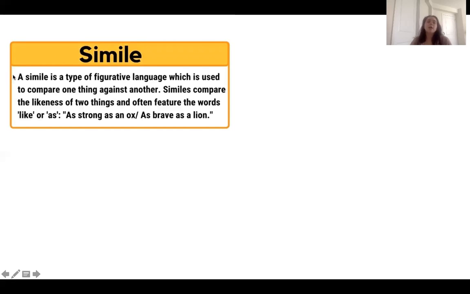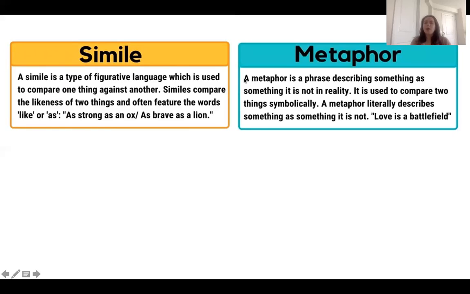First one is simile. A simile is a type of figurative language which is used to compare one thing to another. Similes compare the likeness of 2 things, often feature the words like or as: strong as an ox, brave as an ox. So a simile is a comparison between 2 things using the words like or as. Next we have metaphor. A metaphor is a phrase describing something as something it is not in reality. It is used to compare 2 things symbolically. A metaphor literally describes something as something it is not. Love is a battlefield. So a simile is a comparison using the words like or as. A metaphor is a comparison that does not use the words like or as.